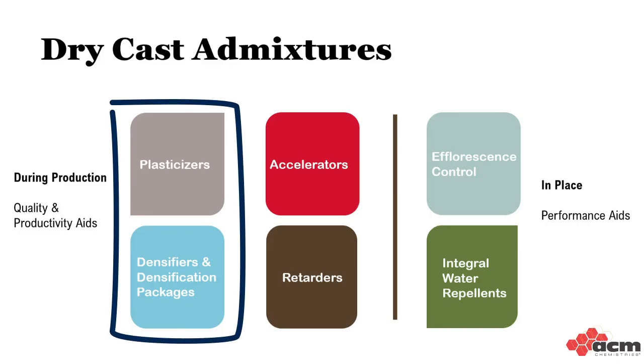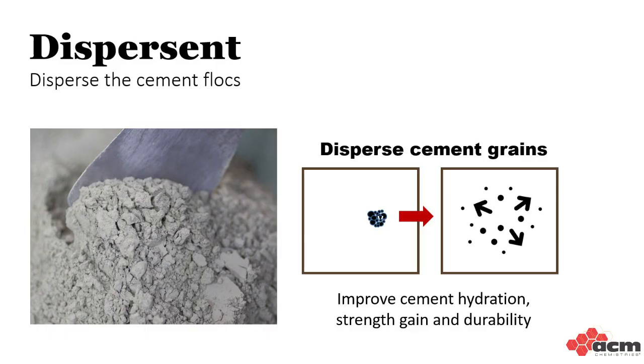Let's start with quality and production aids. Plasticizer or densifier. Most dry cast production plants will use a plasticizer or densifier, and this category covers a lot of ground, but generally these products help do a couple of things. First, they help to disperse the cement grains for proper hydration to get the most strength possible from a given amount of cement, which helps reduce cost.